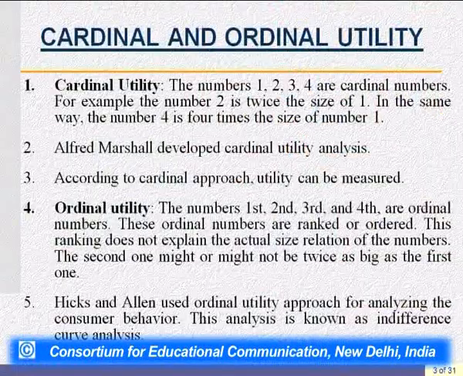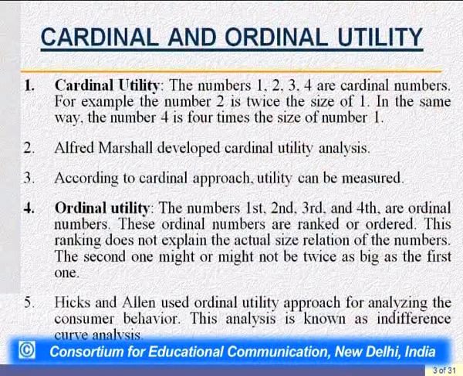You can consume 1 util, 2 util, 3 util, 4 util at a particular time from a particular commodity or service. So Alfred Marshall gives a parameter to measure utility under the cardinal approach. Cardinal utility: the numbers 1, 2, 3, as you see in your slide, are cardinal numbers. For example, the number 2 is twice the size of 1. In the same way, the number 4 is 4 times the size of number 1, and undoubtedly, if you identify which number gives you more utility, everybody says it is the number 4.